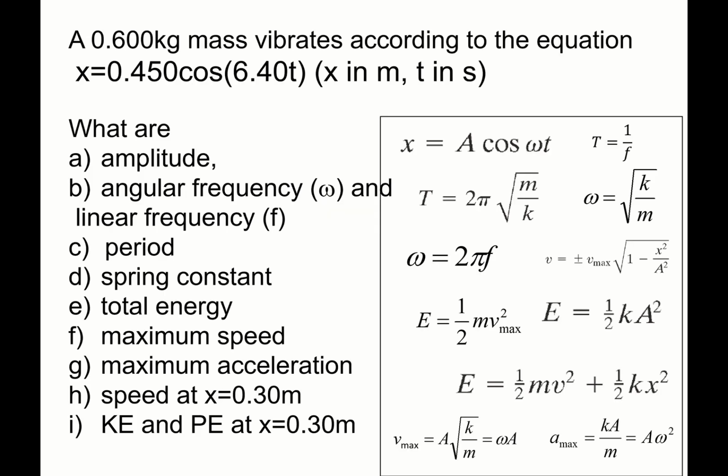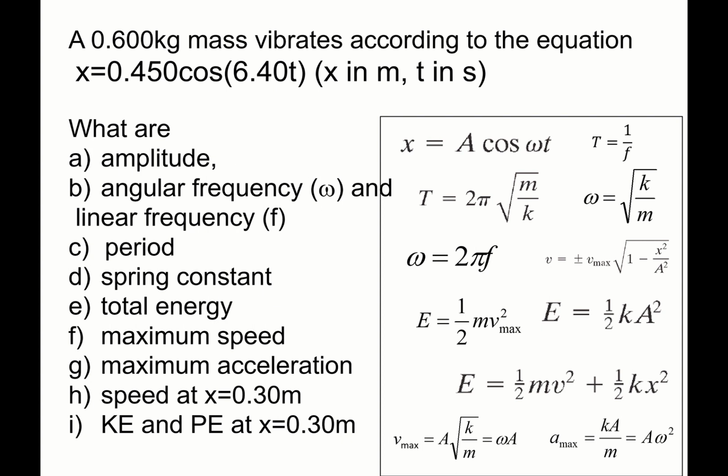So in this lecture, we're going to try to use all those equations that we introduced for simple harmonic motion. You can see here I've got all the equations in the box on the right hand side, and there's a whole bunch of equations. What we're going to do is take a mass on a spring oscillating according to the equation that x is equal to 0.450 times the cosine of 6.40 times t, where x is in meters and t is in seconds.